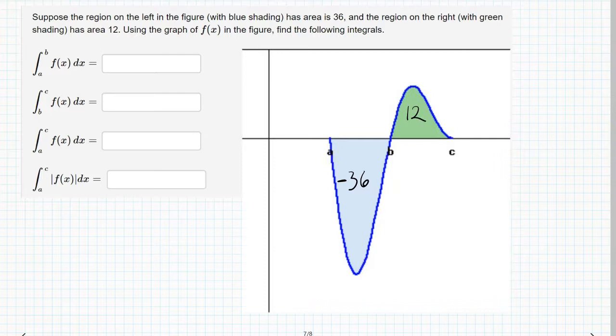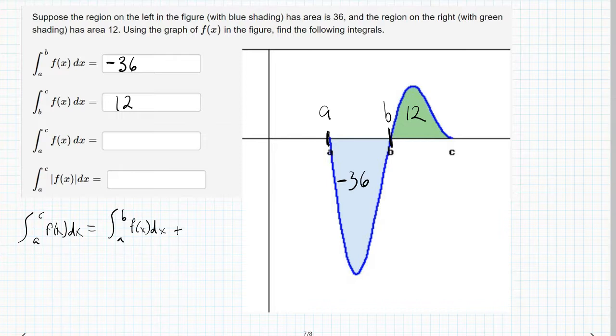Using the graph, we want to figure out, okay, and just so you can see it a little bit better, that's A, and that's B, and then hopefully you can see C just fine there. So the integral from A to B, it's just that area shaded in, that's going to be negative 36. The integral from B to C would be just 12. When we go from A to C, it's just the same idea of what we just used. All we need to do is just break it up at B, because we know the integral from A to B, and we know the integral from B to C.